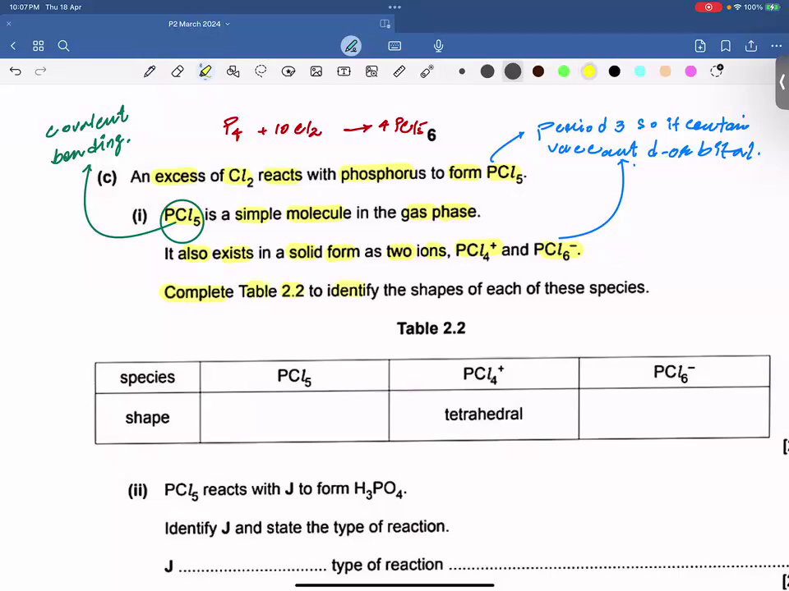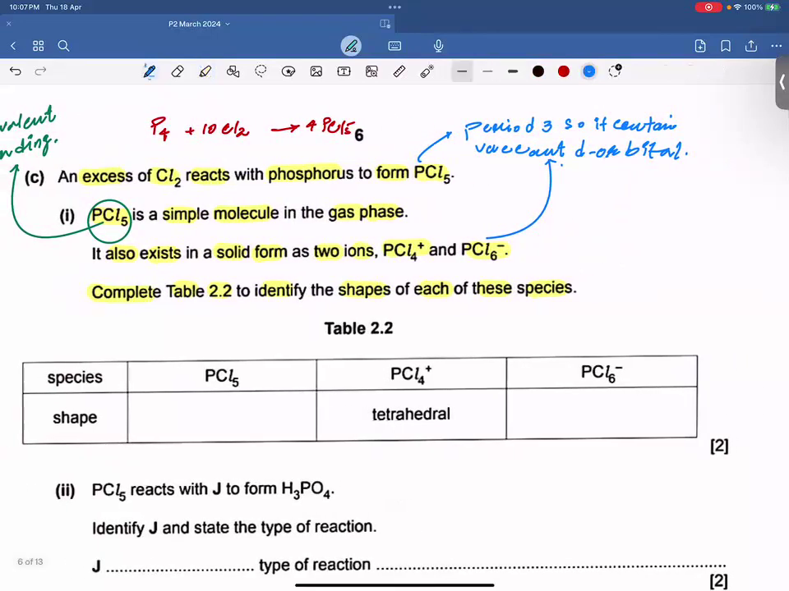Complete table 2.2 to identify the shapes of each of these species. Okay, we have done this in class. Let's try that lecture again. How many chlorine atoms around phosphorus? 4. So we need to make the structure like this. We know phosphorus belongs to group 15, so it has 5 valence electrons. And those 5 electrons should be involved in the chemical bonding, right? So let's distribute those 5 electrons here.